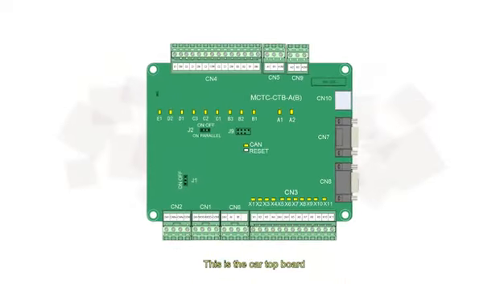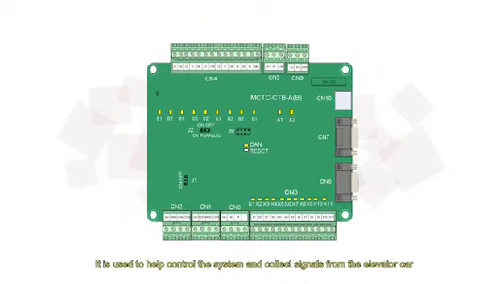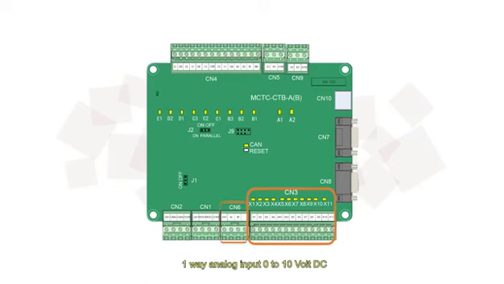This is the car top board. It is used to help control the system and collect signals from the elevator car. It communicates with the system through CAN communication. It has 11 ways of optocoupler isolation switch input with 24-volt DC, one-way analog input, 0 to 10-volt DC, 5 pairs of 10 ways relay output, one-way CAN communication with the motherboard, one-way MOD cabin display communication, 2 ways cabin operation port, and one-way cabin parameter adjusting port.